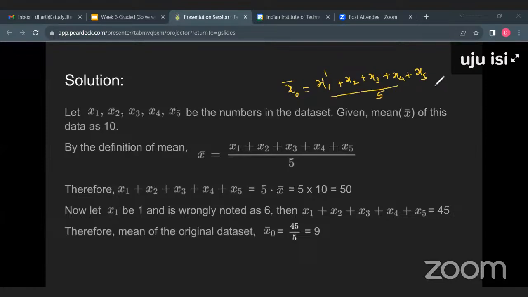So what was the sum of this data set? It was 45, divided by 5, which is equal to 9. Okay. So the mean of the original data set will be 9. Is it okay? Does anyone have a doubt now? Then please ask.